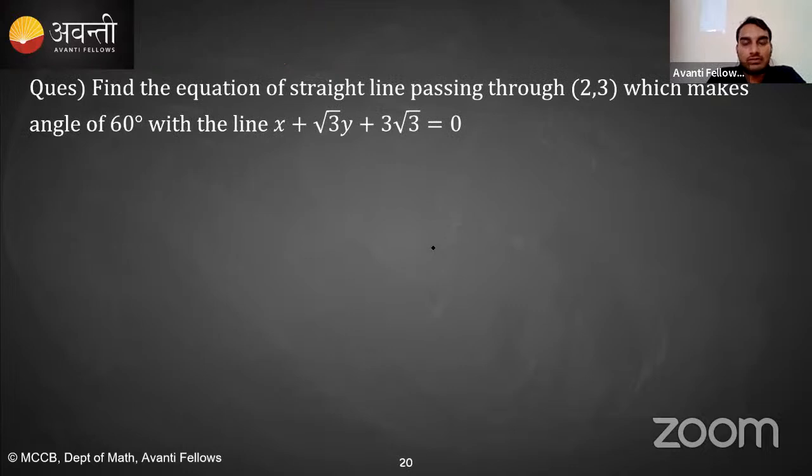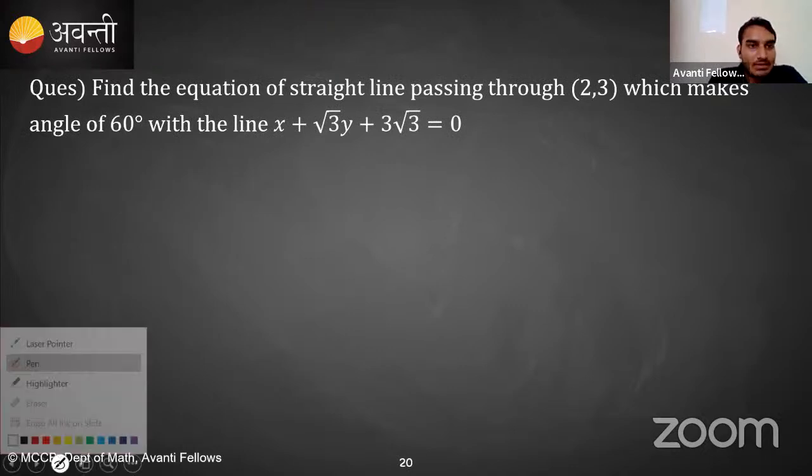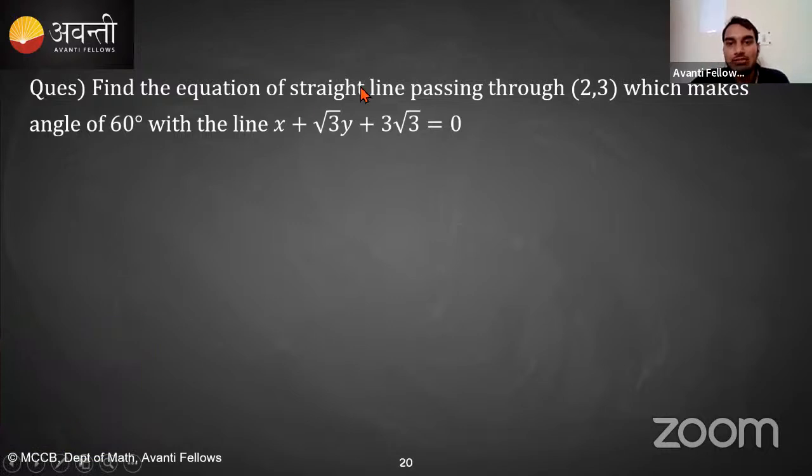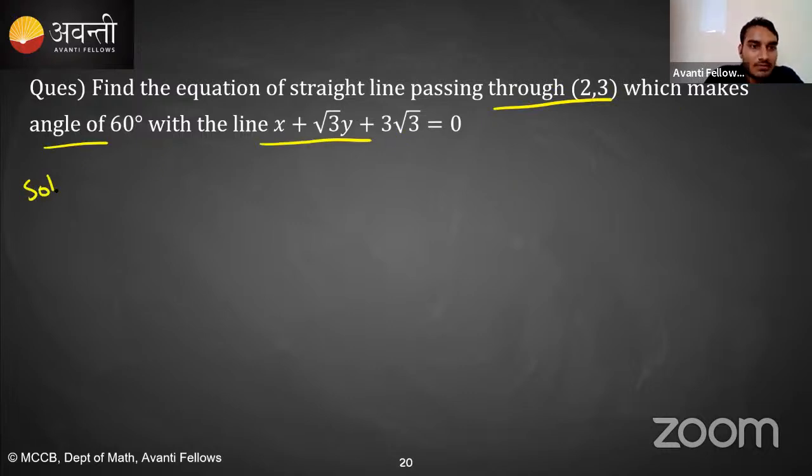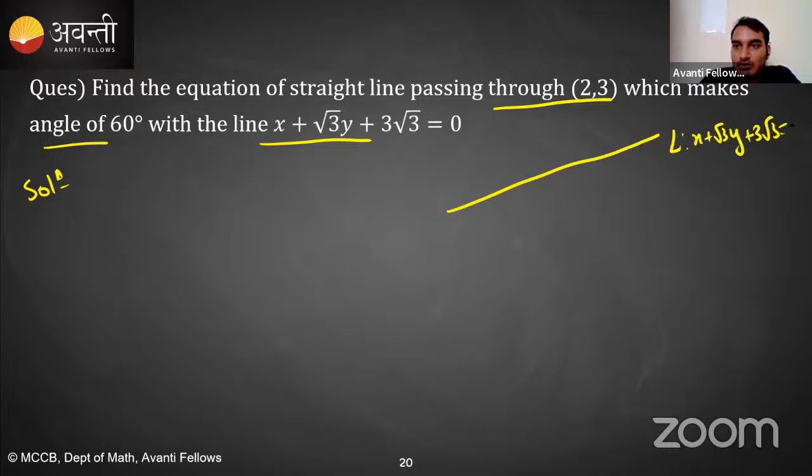So now let's solve one question on this. The question is saying: find the equation of the straight line passing through 2, 3, which makes an angle of 60 degrees with this line. Okay, this is your question. Let's say this is your line L, which is x plus root 3y plus 3 root 3 is equal to 0. So we have to find the equation of a line which is passing through 2, 3, and making an angle of 60 degrees with our given line.